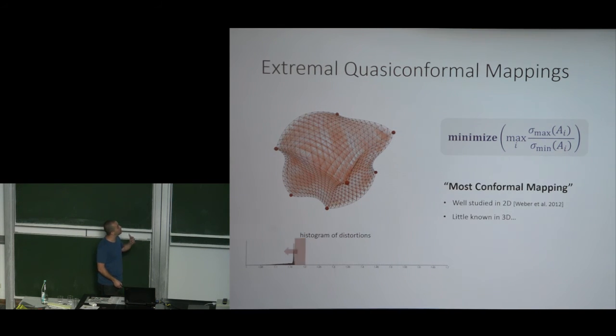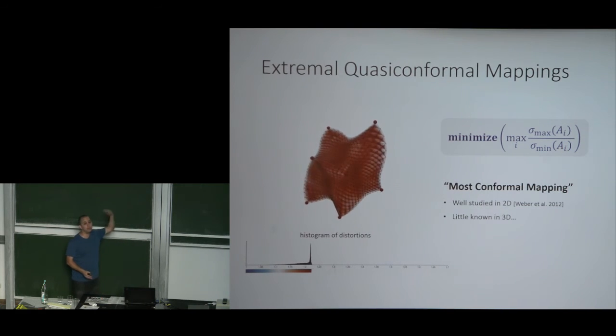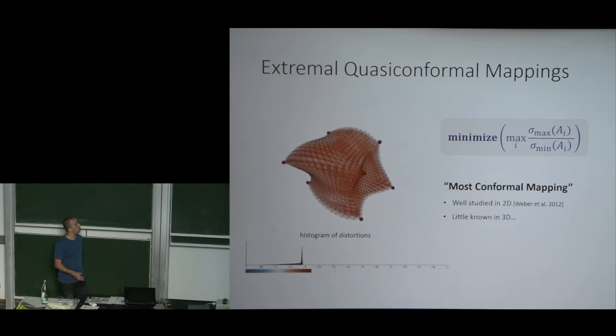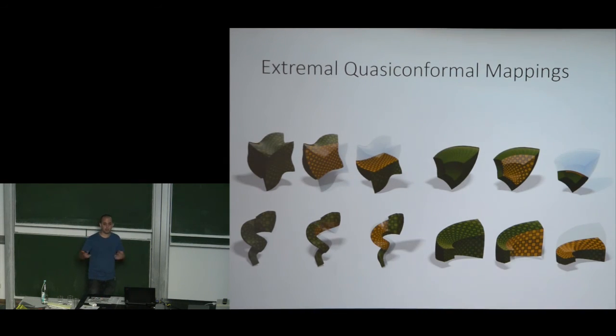This has been studied quite a lot in 2D. Actually, maps that minimize that quantity are well characterized in 2D, but in 3D neither is known. However, using our complexification approach, we can compute or approximate these maps in all these cases.